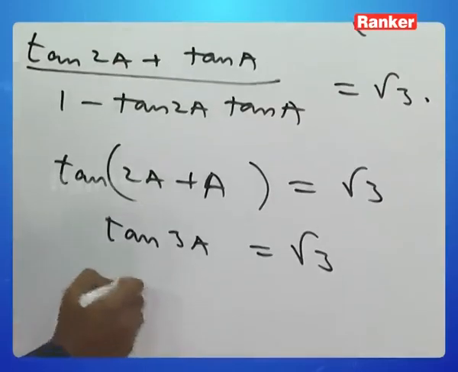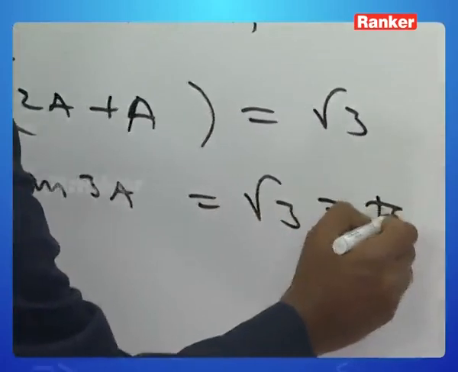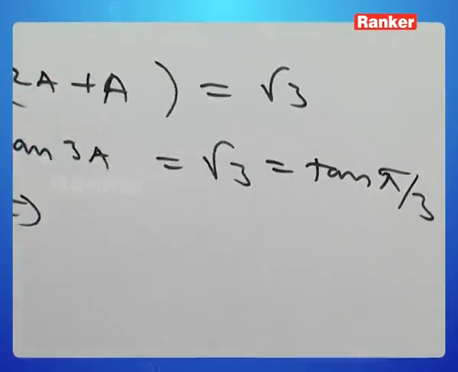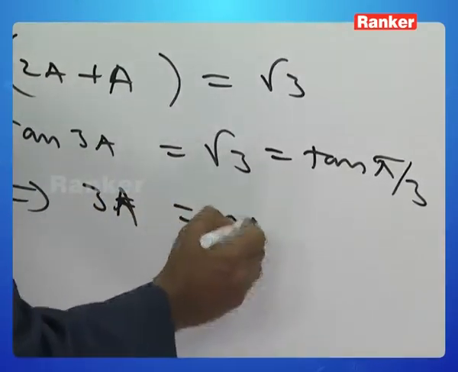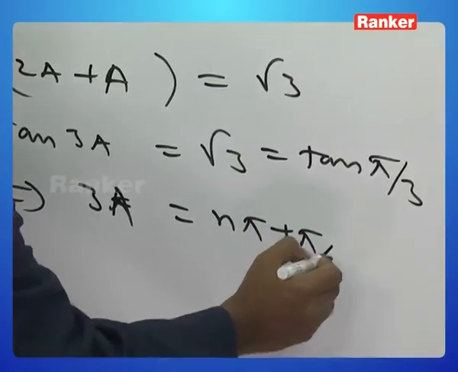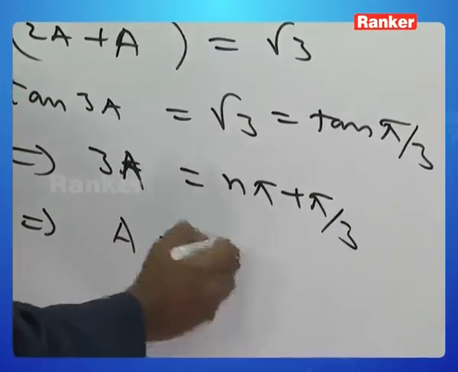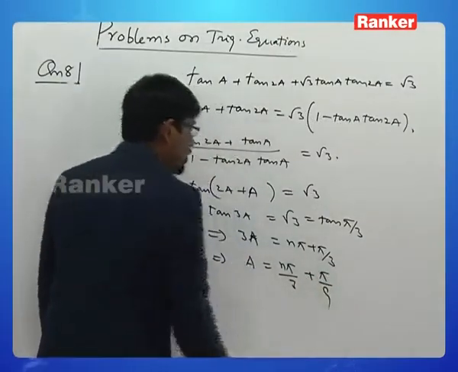So what is the general value? We know 3a is equal to tan pi by 3. So let's write the general value. 3a will be equal to n pi plus pi by 3. So this implies a will be equal to n pi by 3 plus pi by 9.